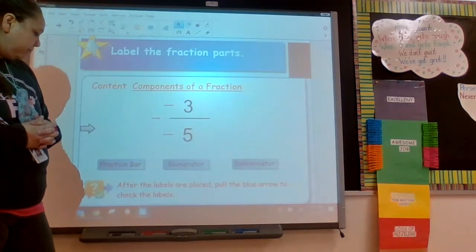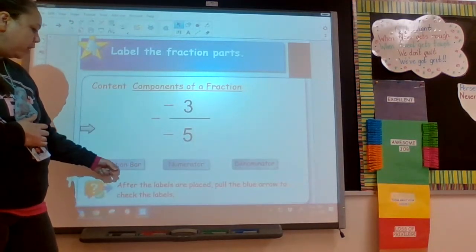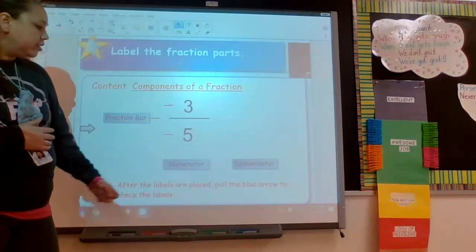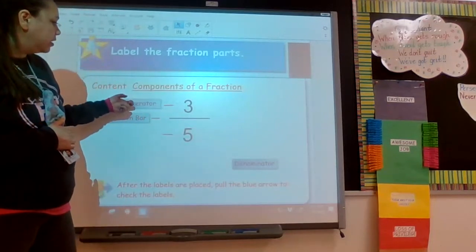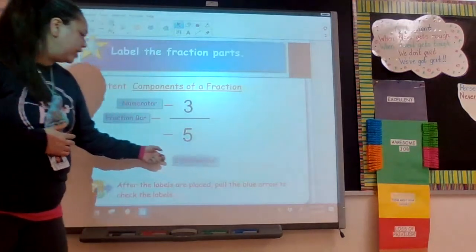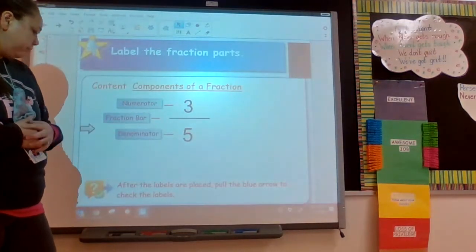So, to put a fraction bar, that's this right here. It's the bar that separates. The numerator is the top part, and the denominator is the bottom part.